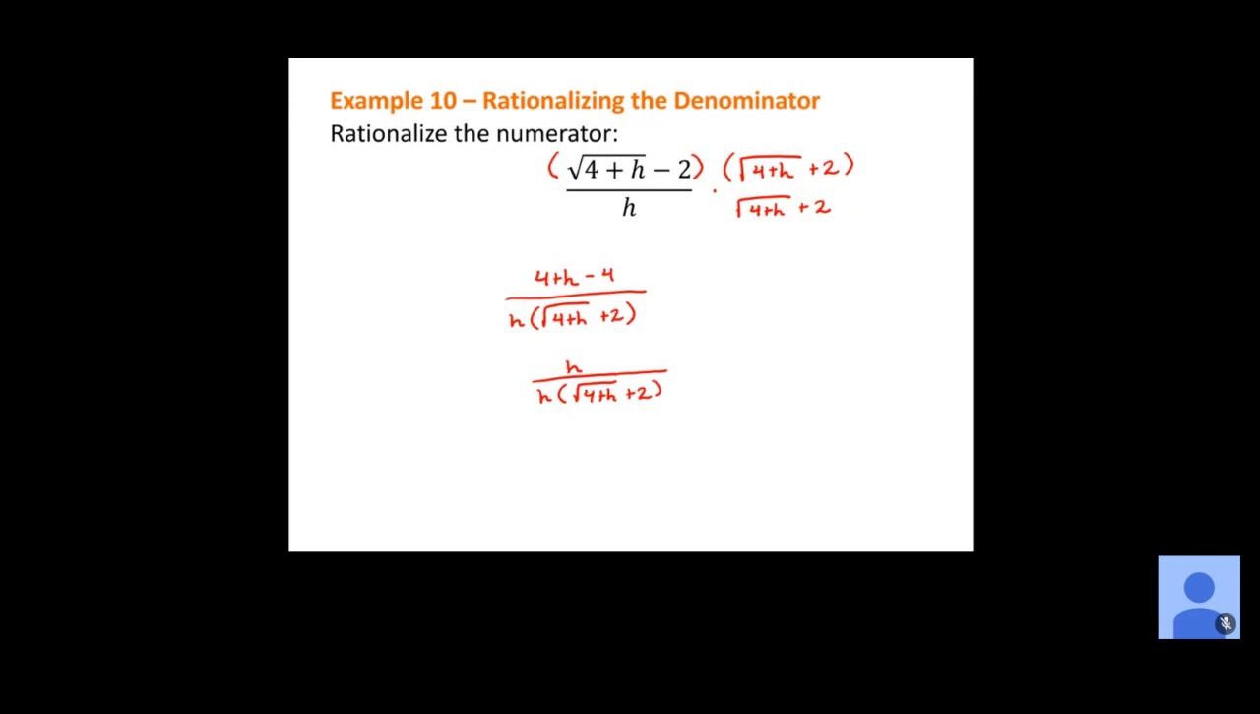That's right. We have a common factor of H in the numerator and denominator. We can cancel those out. So what am I going to have in my numerator now? A 1, right? So don't forget, we still need that 1 in the numerator. And then our denominator is just square root of 4 plus H, and then a plus 2.